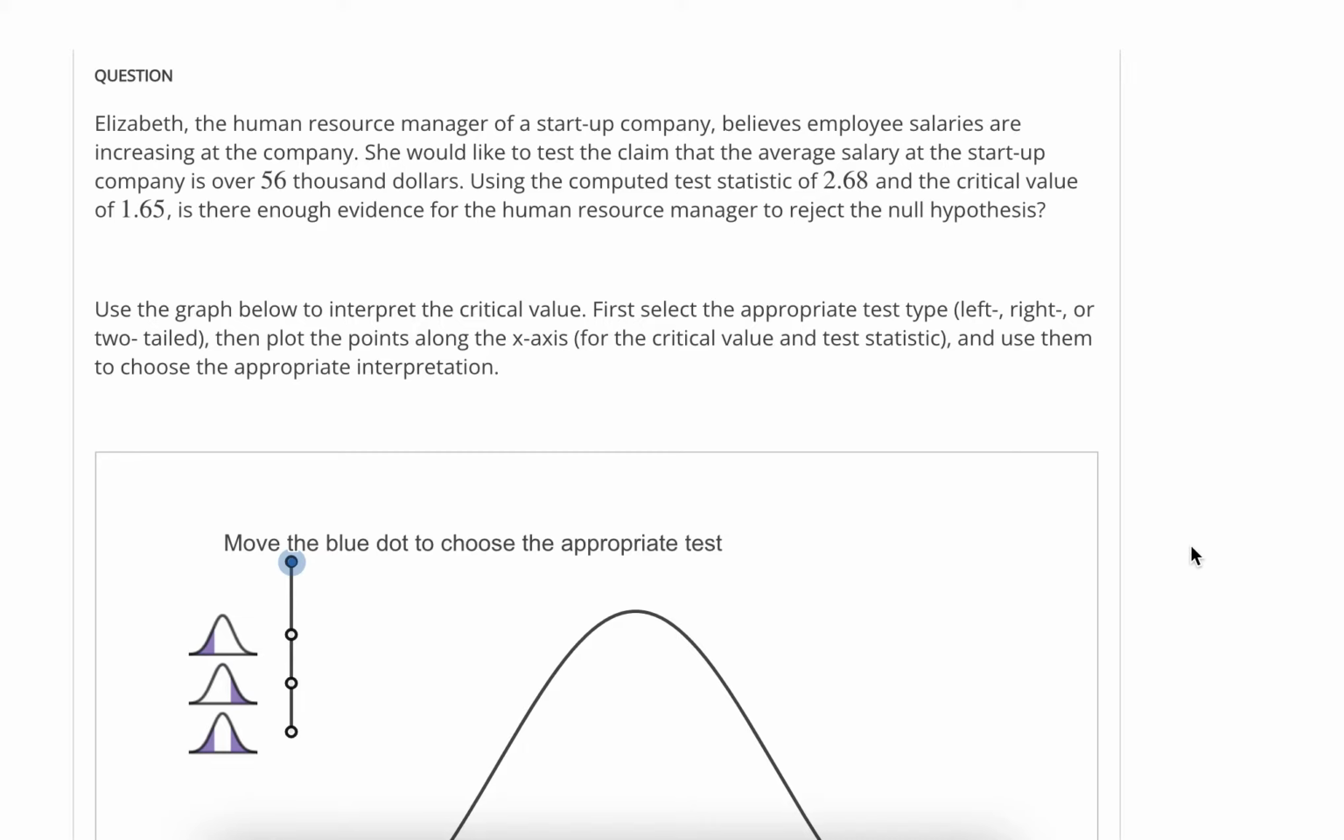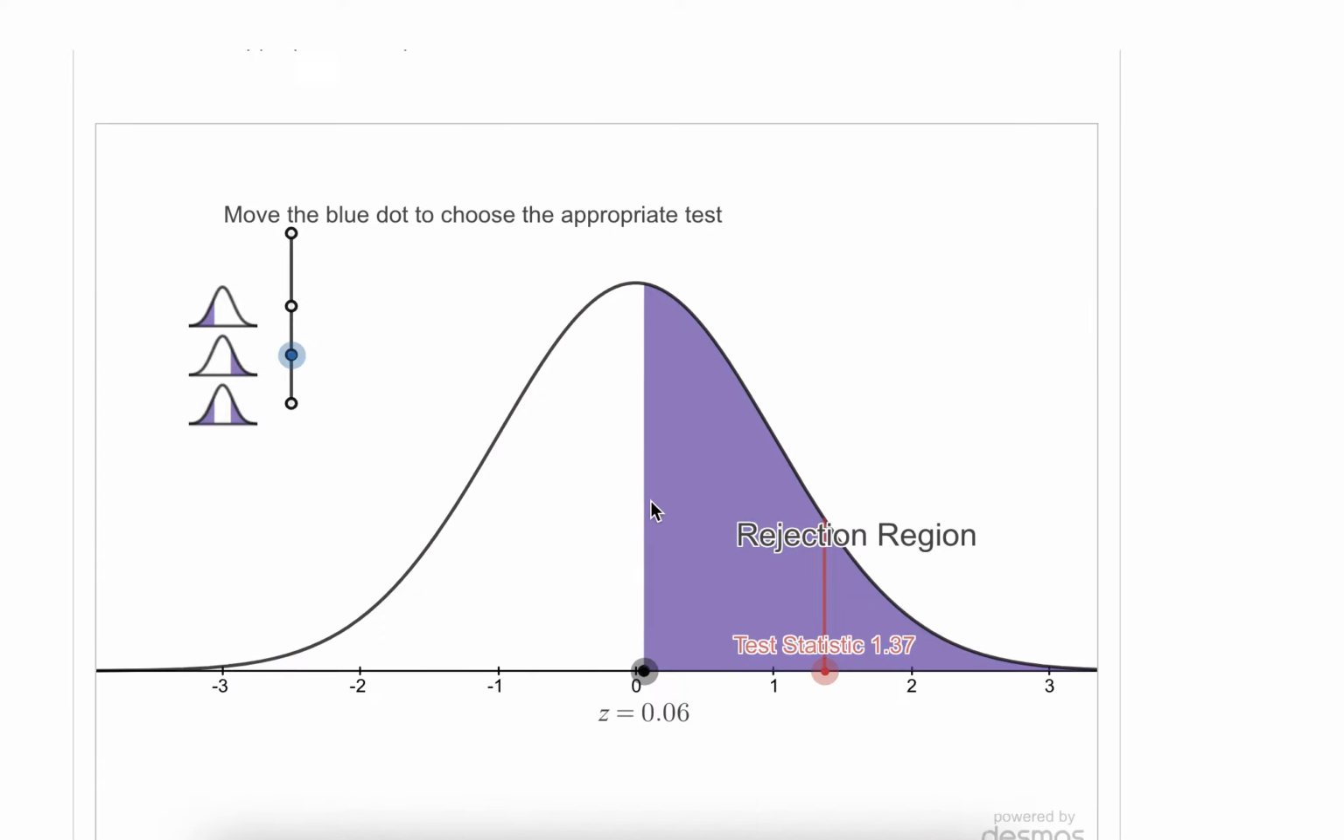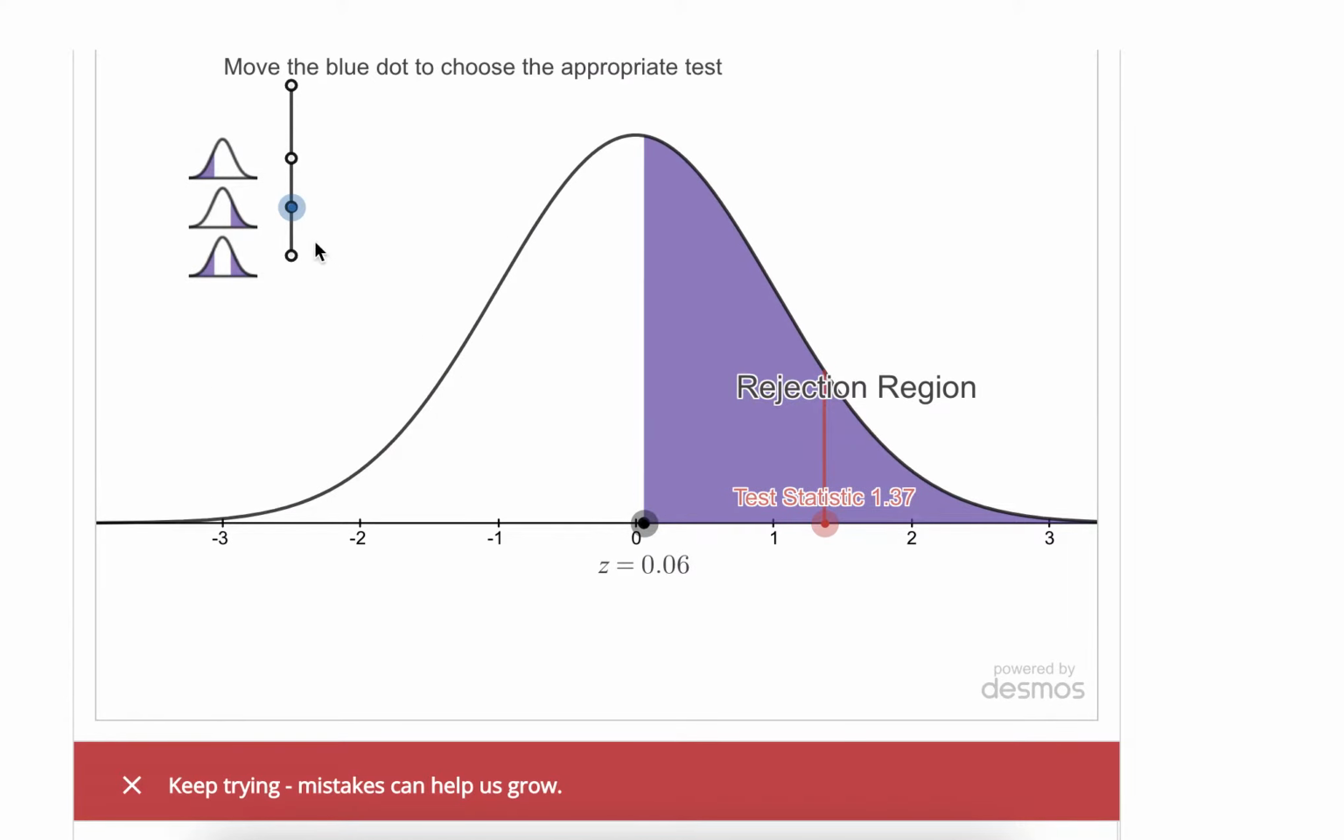Elizabeth, the human resource manager of a startup company, believes employees' salaries are increasing at the company. She would like to test the claim that the average salary at the startup company is over $56,000. So right there, that tells me that's a right-tailed test. The claim is that the average salary is over $56,000. So move the test. There we go. Now I got my rejection region in the right tail.